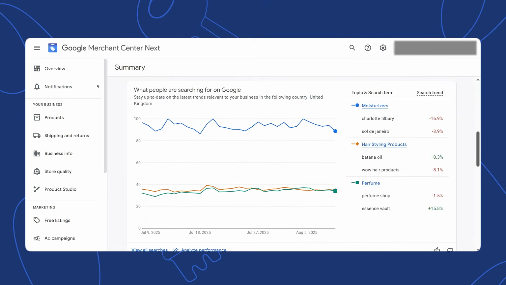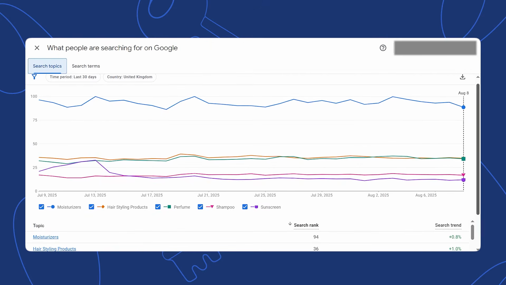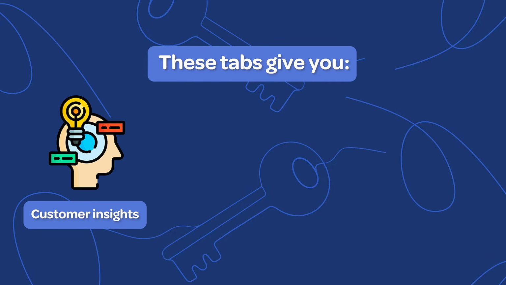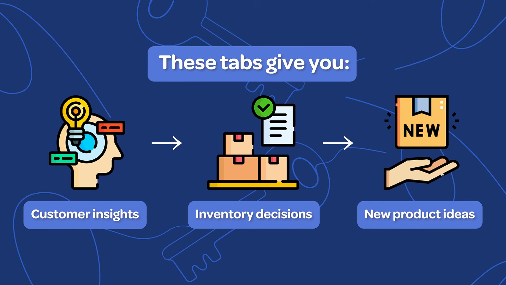Now let's move to what people are searching for in Google and click View All Searches. Watch the trends over time. Notice any spikes? You can use this to run time-specific promotions or tweak your campaigns to capture those peaks. So basically, these tabs give you a clear picture of what your customers are really interested in, and they help you manage your inventory more intelligently. Plus, they can uncover new product opportunities that you might have completely missed otherwise.